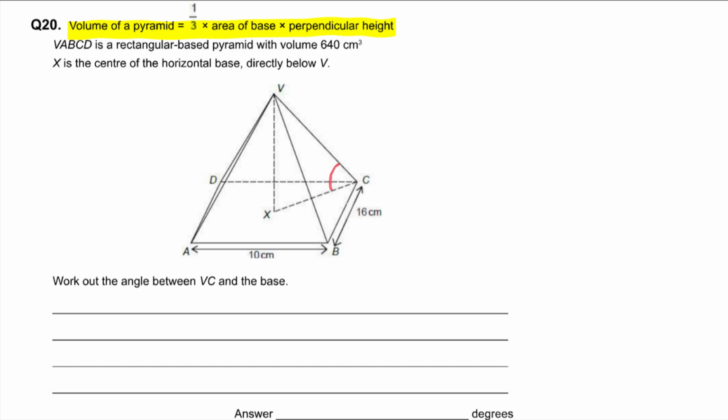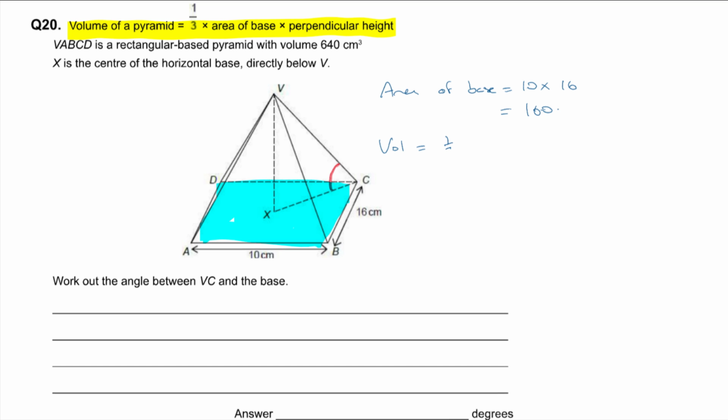And we know that the rectangular base is 16 by 10. So we know the area of this base, don't we? We can work it out. Okay, and we've got the volume. So from that, we should be able to work out the perpendicular height. Okay, so area of base, that's going to be 10 times 16. That's 160.